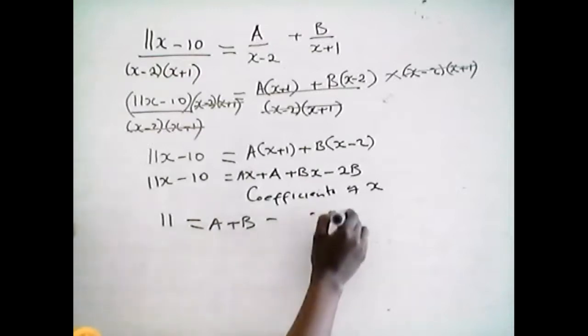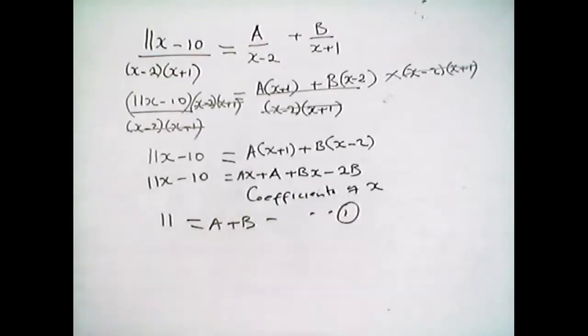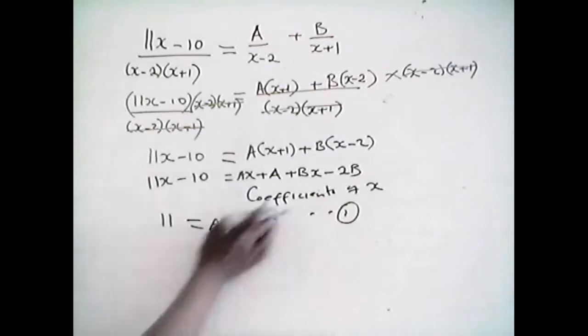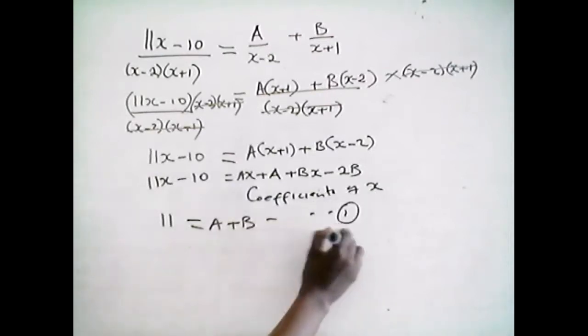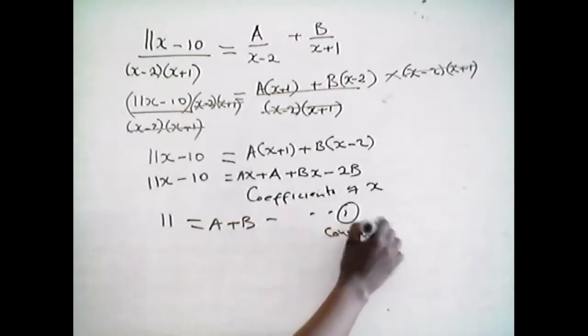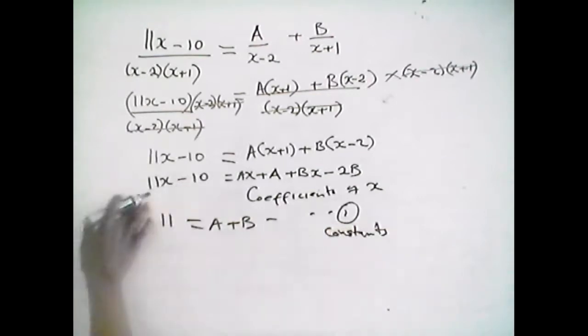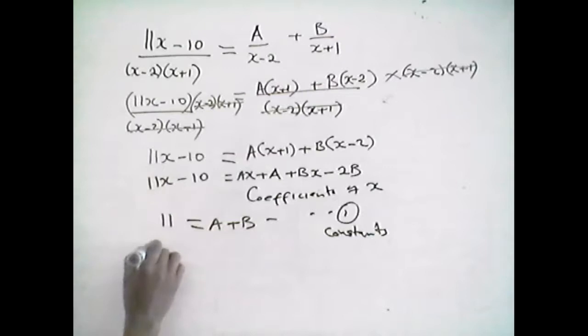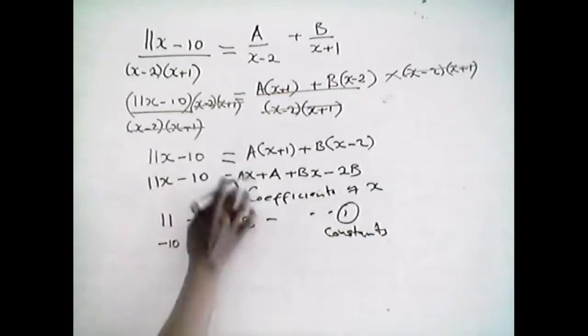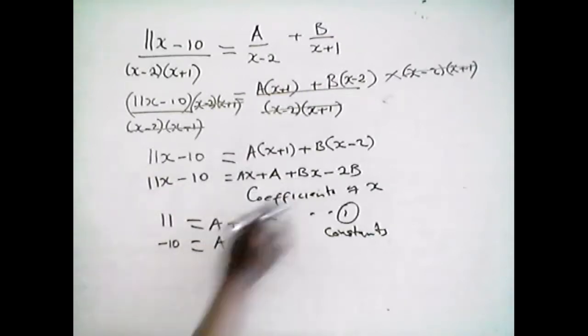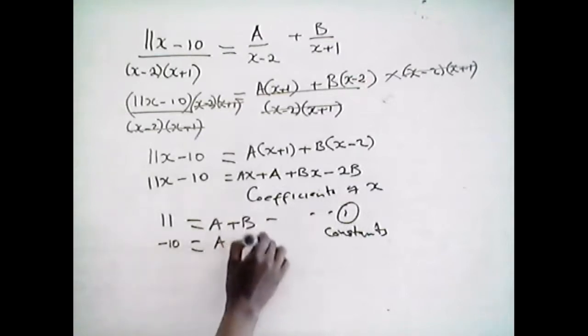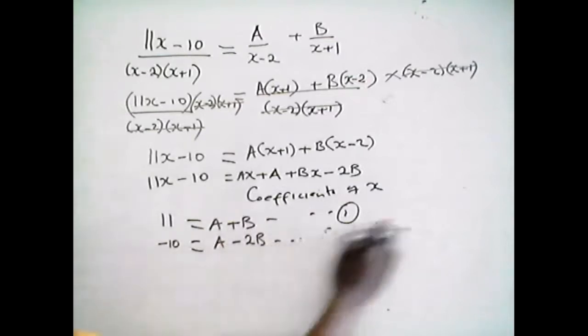This is our first equation. That's equation number 1. Now let's identify our constants. So the constant on this side is negative 10, equals our constant here, which is a and negative 2b. So we now have two equations.